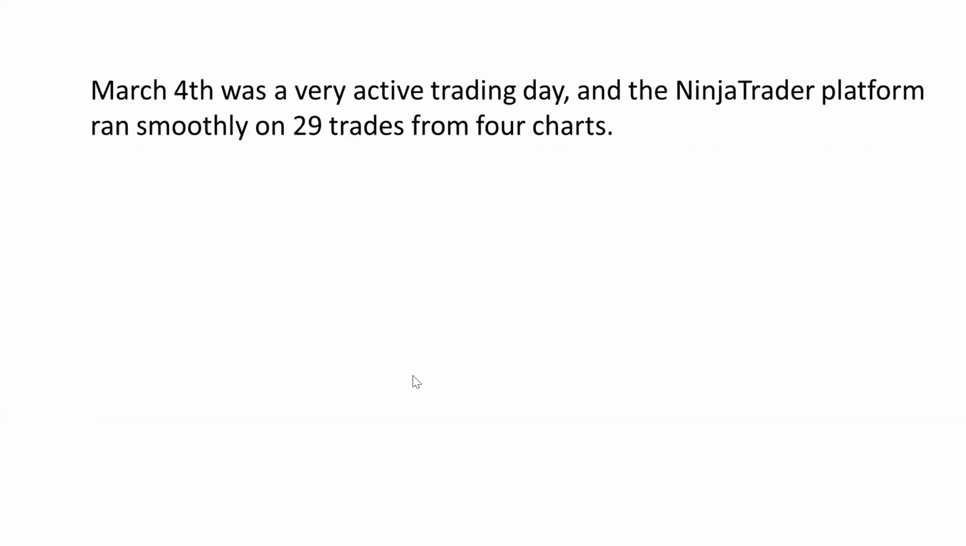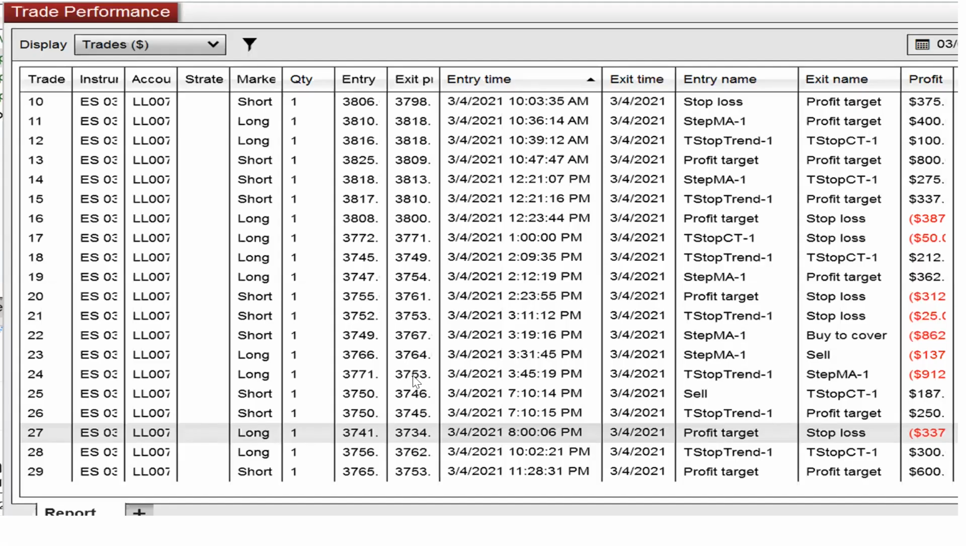So March 4th was a very active trading day, and the NinjaTrader platform ran smoothly on 29 trades that I counted on 4 charts, as we'll see next. So all these trades happened with sometimes simultaneously running long and short. And so the position showed flat if there was 1 long and 1 short, or 2 long and 2 short. Yet the strategies per se gave the result exactly as the charts indicated. And it's very impressive to see all these entries and exits summarized on the chart.